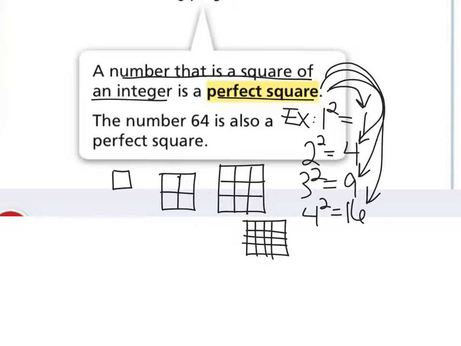2 squared, 2 times 2 is 4. So 4 is a perfect square. 3 times 3 is 9. So 9 is a perfect square. 4 squared, 4 times 4 is 16. So 16 is a perfect square.